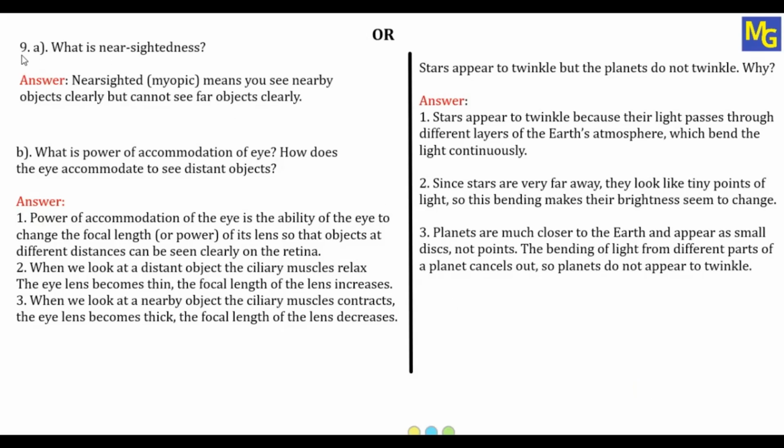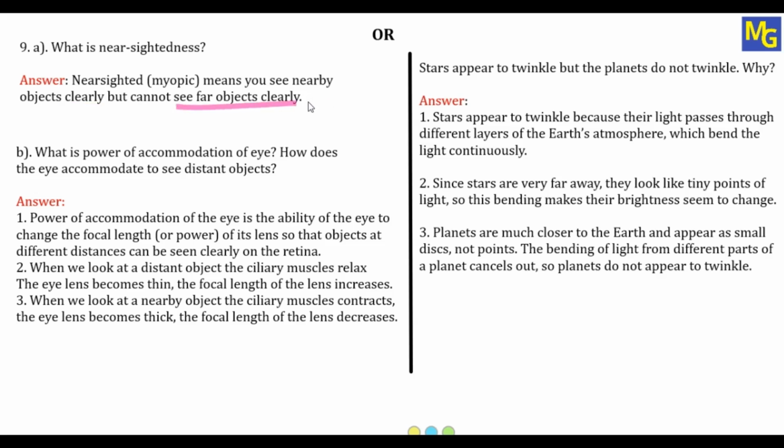Now we'll move on to question number 9, which again has an OR question. First we will see A and B. Question A: what is nearsightedness, also called myopia or myopic eye? Nearsightedness or myopic eye means the person can see nearby objects clearly but cannot see far objects clearly. I hope you understood this question.